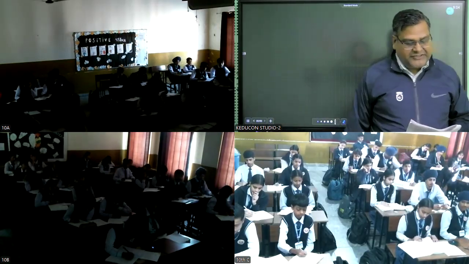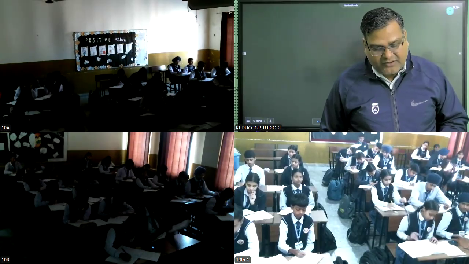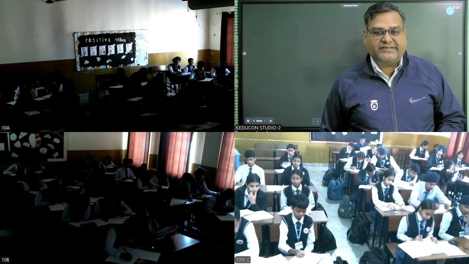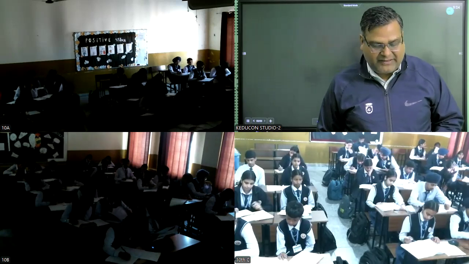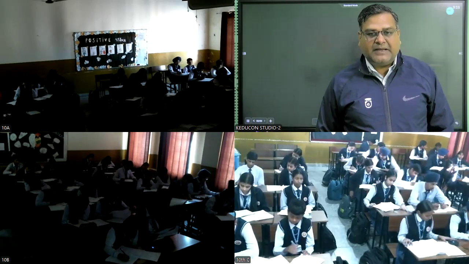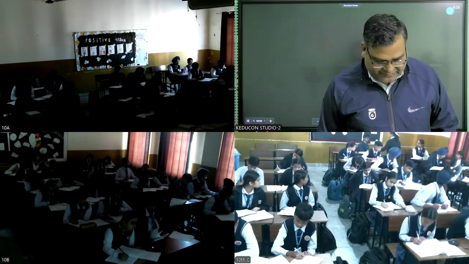Next question number 6. If the distance between the points 4, comma P and 1, comma 0 is 5, then the value of P is. Very simple question. Apply the distance formula and find the value of P. Apply the distance formula. Plus minus 4. Minus 4.